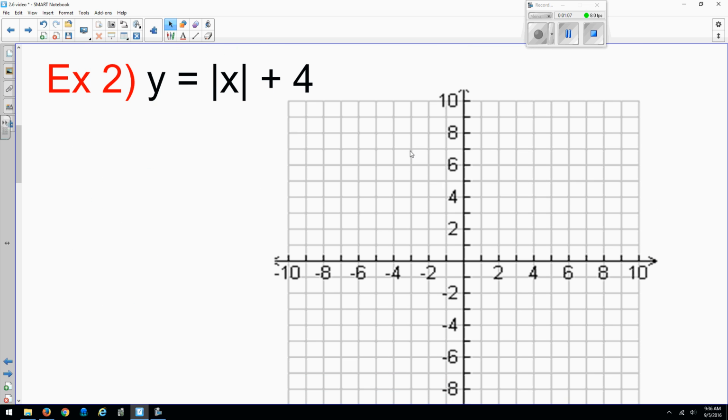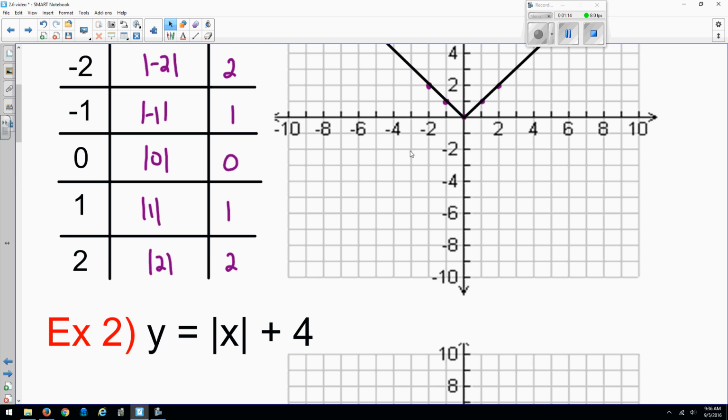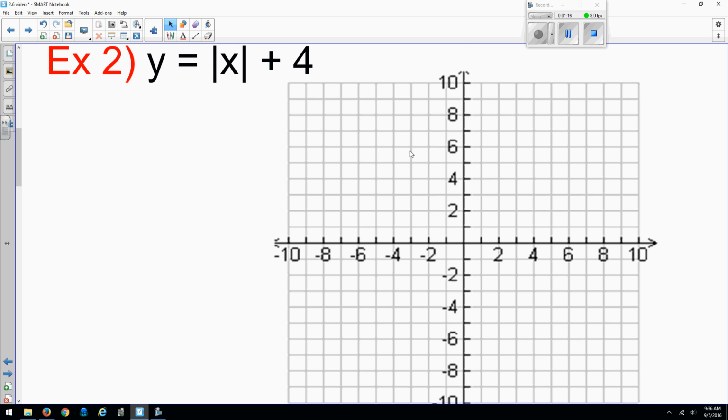So here's an example for you to do. What I want you to take note of is, after you come up with a table of values, and I would say go ahead and use the same values from -2 to 2, I want you to try to figure out what happens to the graph if we have the same exact thing and we just tack a +4 on the end of it.